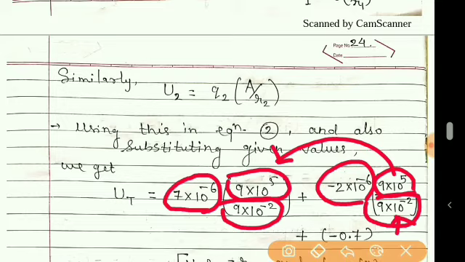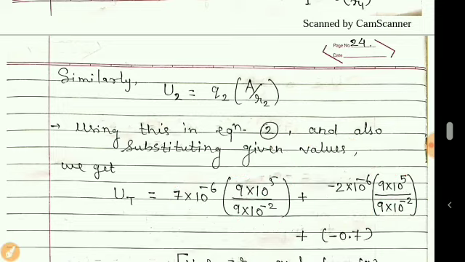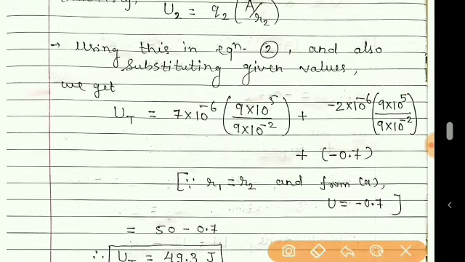For this you have to once again see the figure. Why is this distance 9? It is given in the figure. And the value of U earlier, which is given in the first part, that is the A part, is minus 0.7.